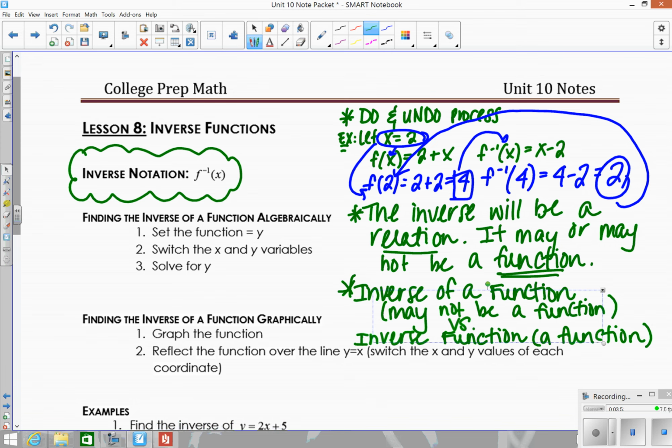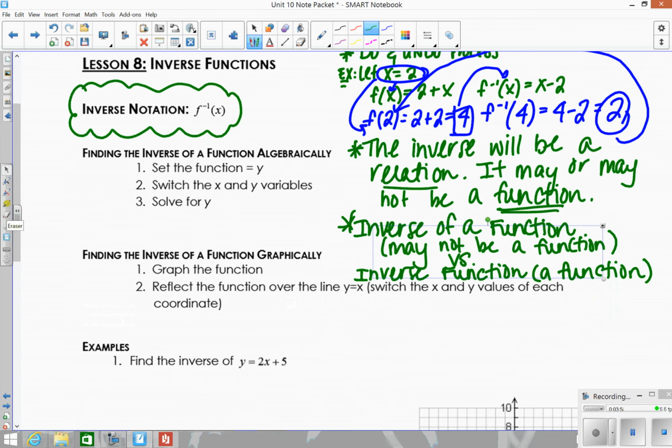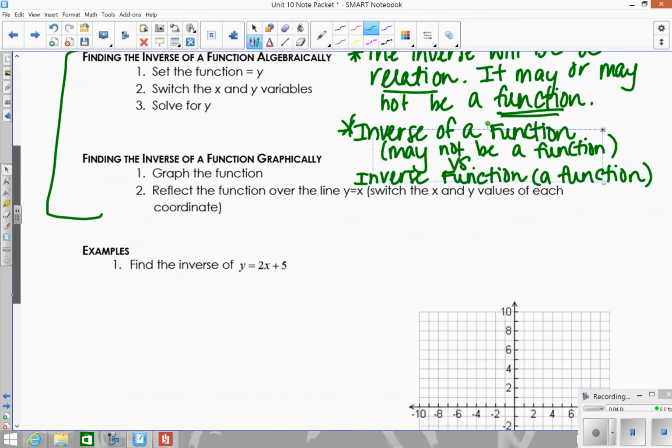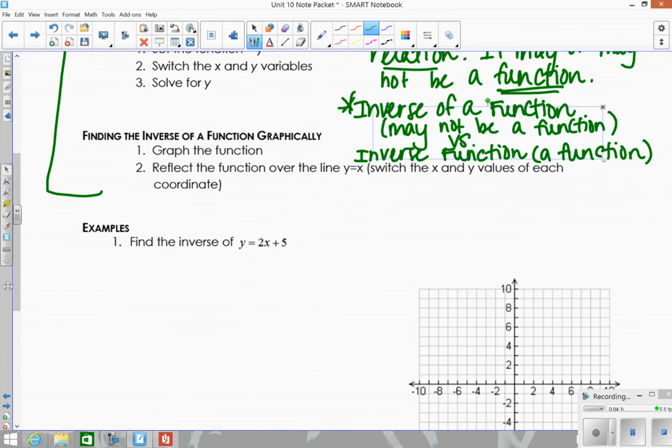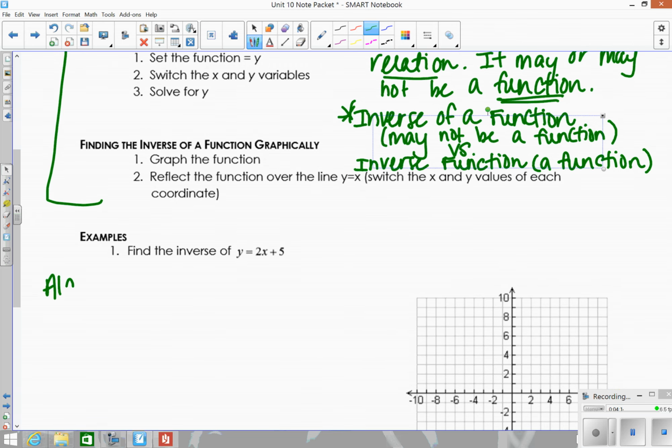Now let's look at how we actually find the inverse. There are two different ways: you can find the inverse of a function algebraically, and you can do it graphically. I'm going to model both ways for you. The first thing here is this example. We want to find the inverse of this function. We'll look at it algebraically first.